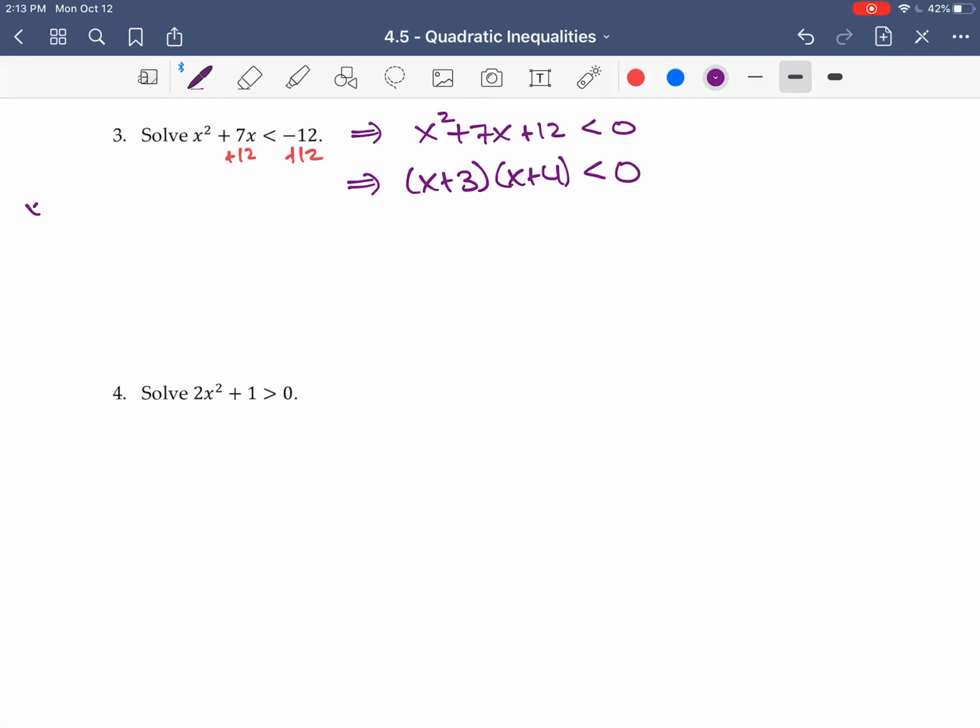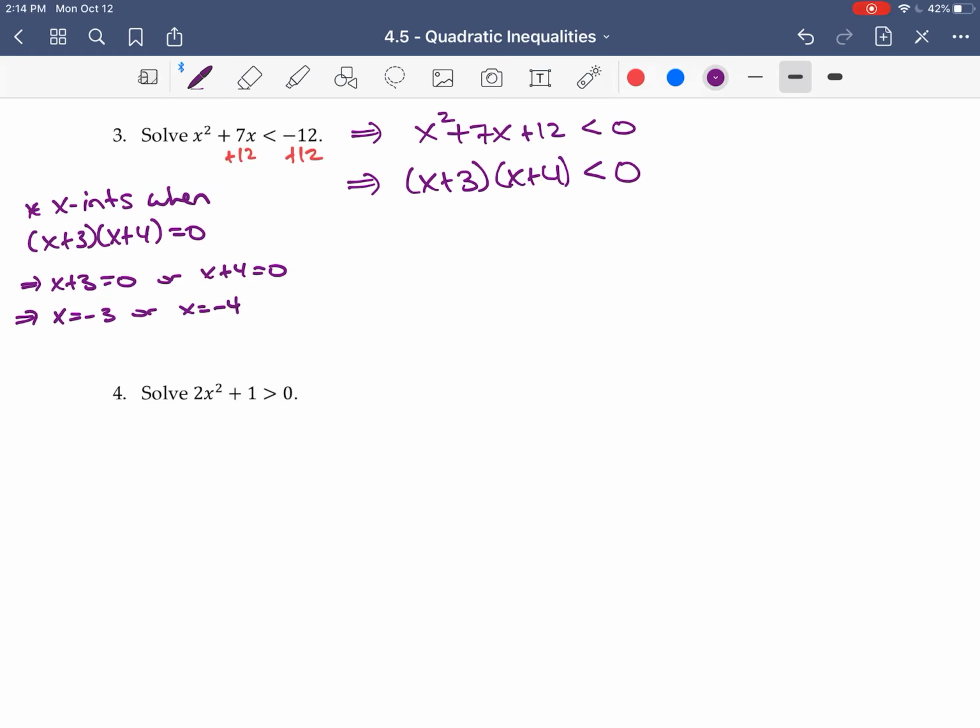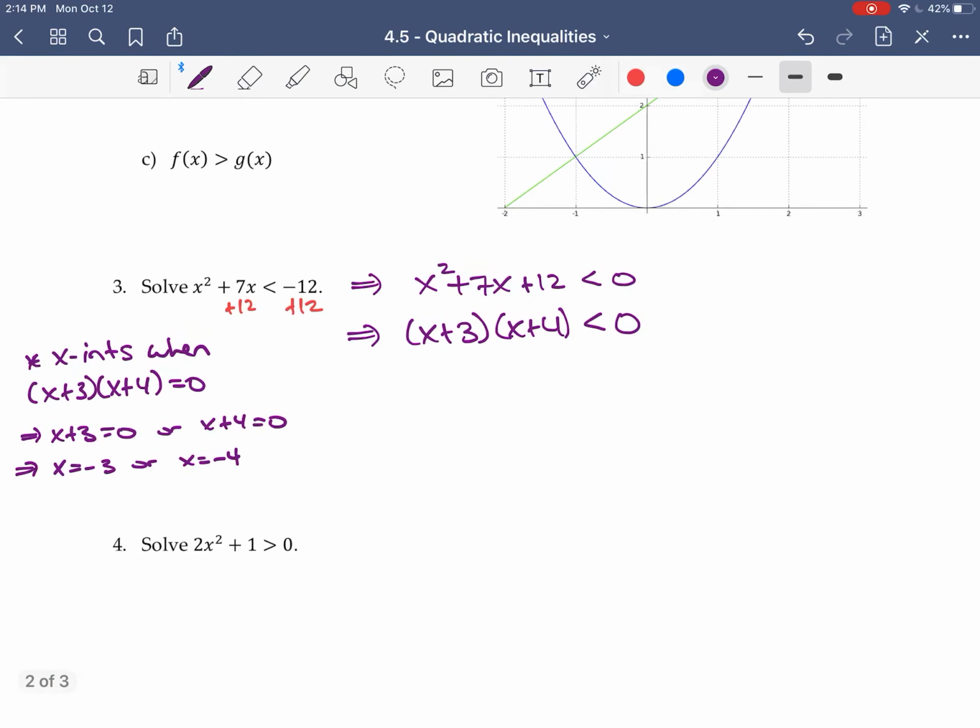Okay, so then we're going to have x-intercepts when this factored form equals 0. So that means that x plus 3 is 0, or x plus 4 is 0. So we get x equals -3 or x equals -4. Okay, so that's where our intercepts are. Okay, and then, so let's start drawing our graph here.